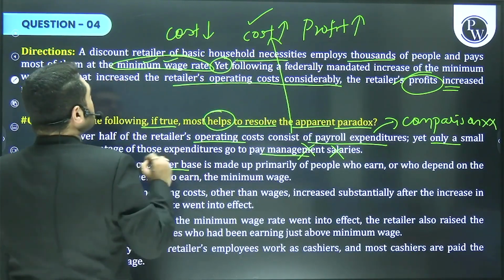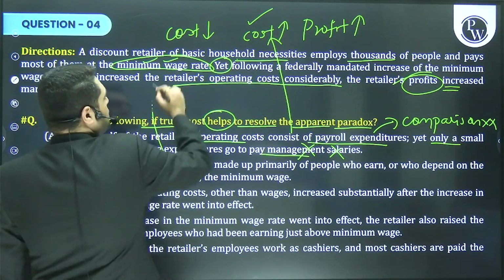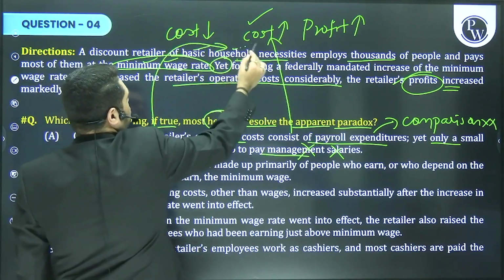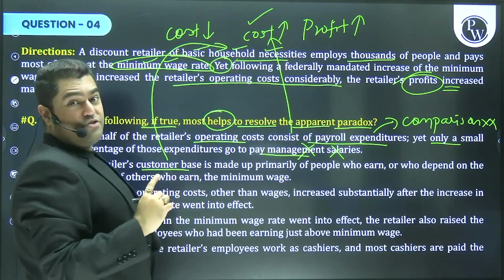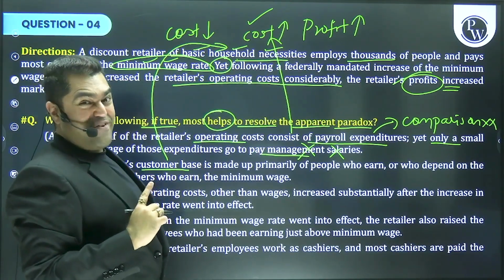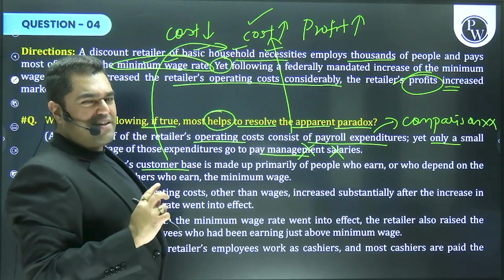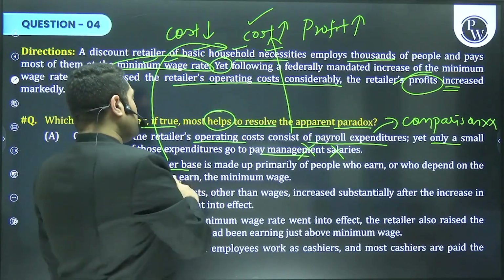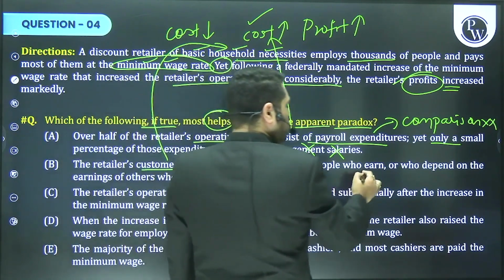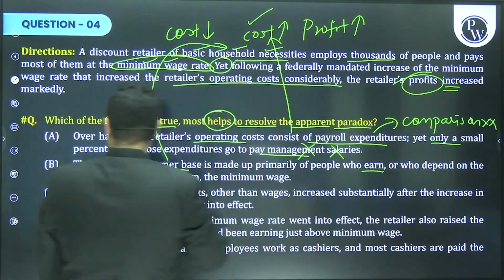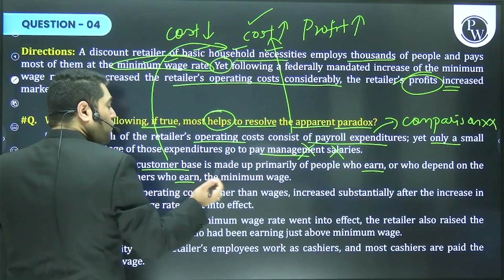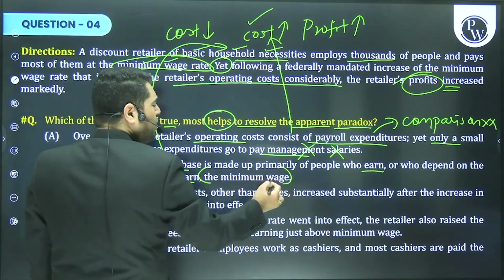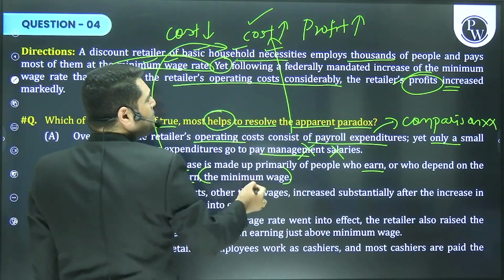B, the retailer's customer base. Okay. What is the customer base, beta? Those who purchase basic household necessities. That's very important. ठीक है? So ये common sense है. Basic household necessities तो बनता है. Now customer base is made up of those people who earn or who depend on the earnings of those who earn what? The minimum wage. Wow. What are we saying, people?